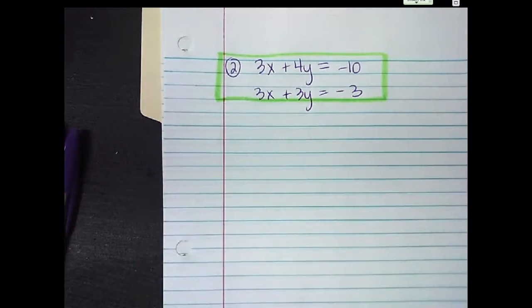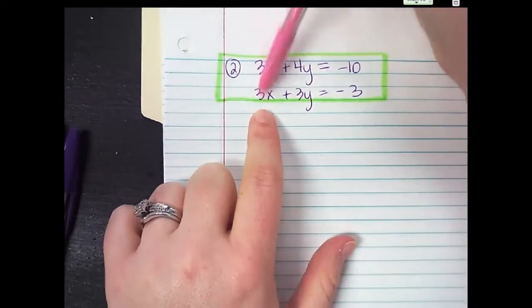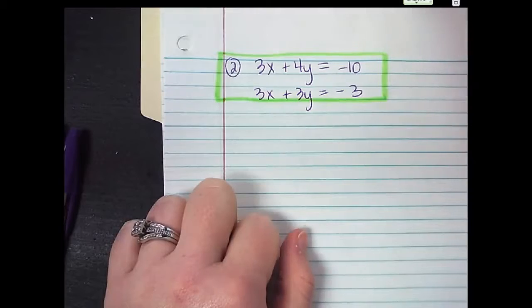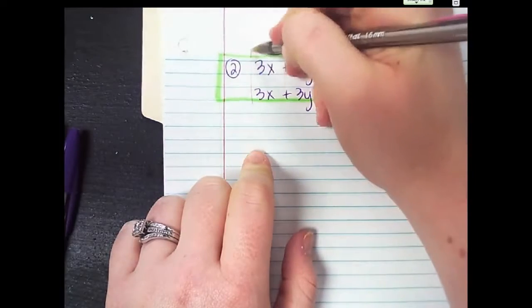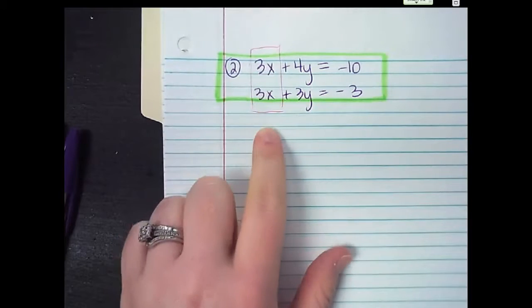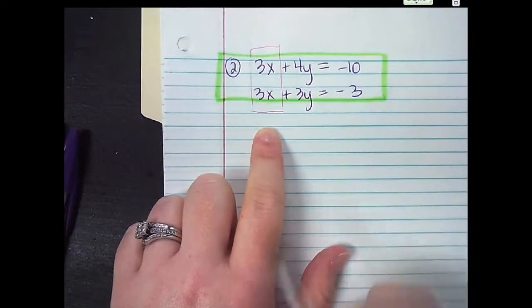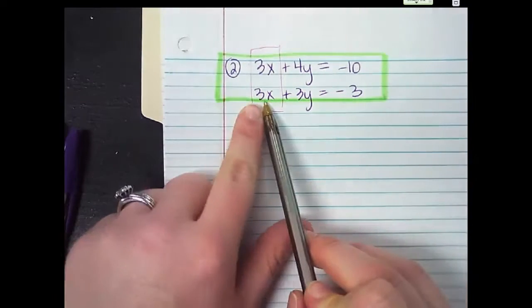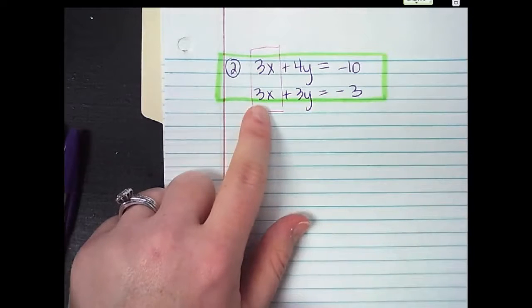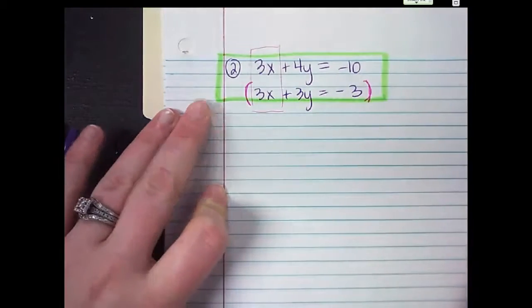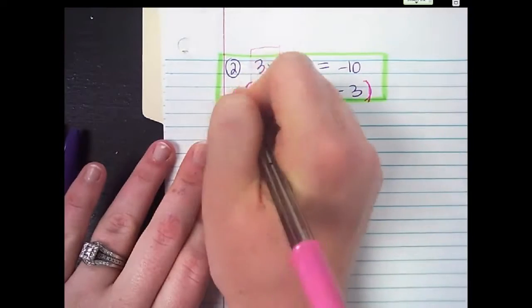Okay, you can pick either one. There's no wrong answer here. You can pick the x's, you can pick the y's. So do you want to eliminate x or y here? X. Okay, so what has to happen here? Right now, if I add going down, I would get what? 6x. So one of them has to be a negative. So let's go with the second equation. How would I make this a negative 3? Yes, so here's where we're going to multiply, and you're going to do this every time. I'm going to multiply the entire thing by a negative 1.